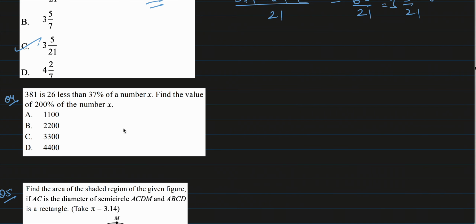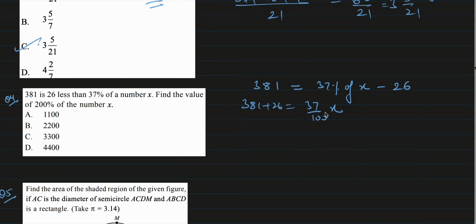Question says that 381 is 26 less than 37% of a number x. Find the value of 200% of the number x. So 381 equals 26 less than 37% of the number x, that is, 37 by 100 x minus 26. So bring this 26 here.